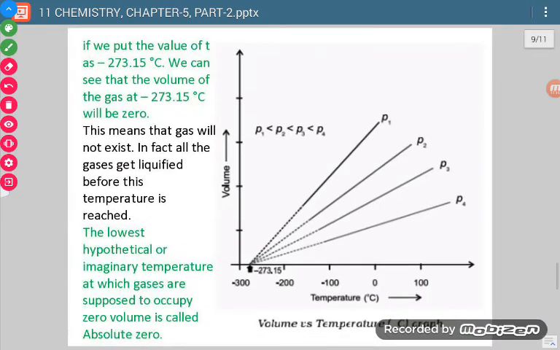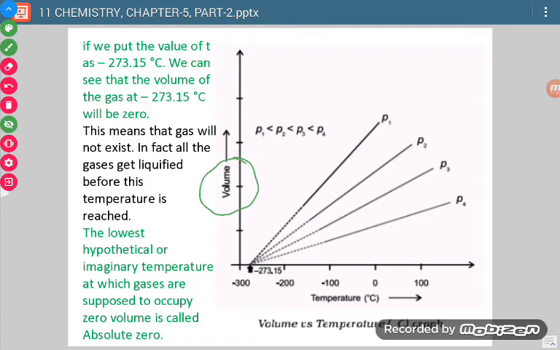Now when we plot the graph, then it will be like this. Okay, when we are plotting volume versus temperature graph, we have written like this: V is directly proportional to T. But here it should not come at 0. This point is not 0. We don't have to put it at 0. This point is temperature equal to absolute zero temperature.